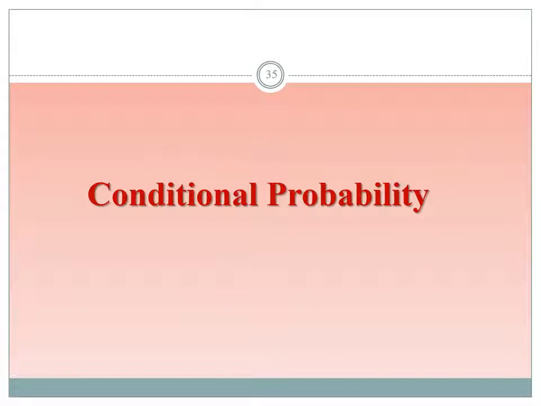So next section, conditional probability. Conditional probability is very important. Later we will discuss Bayes' law and the total probability theorem. Those theorems are just modified from conditional probability, or we can say they are applications of conditional probability.